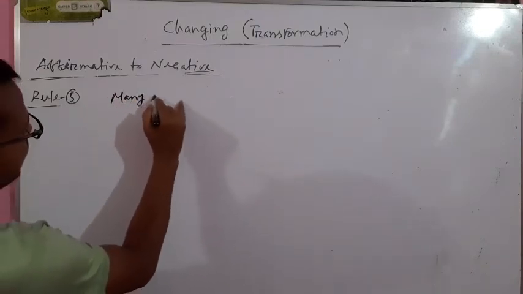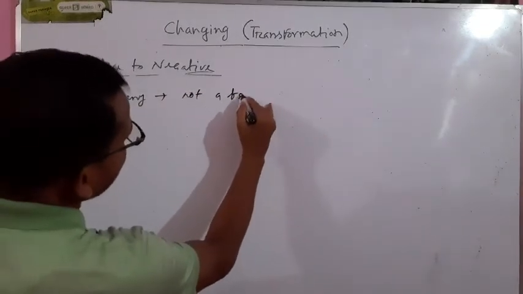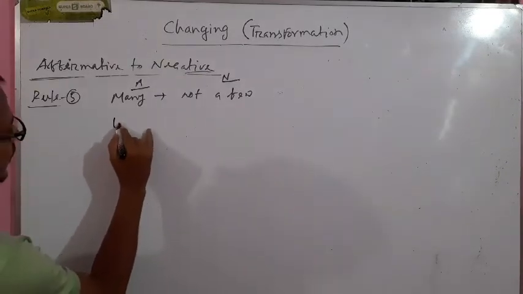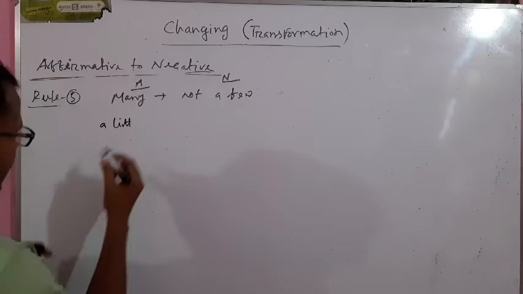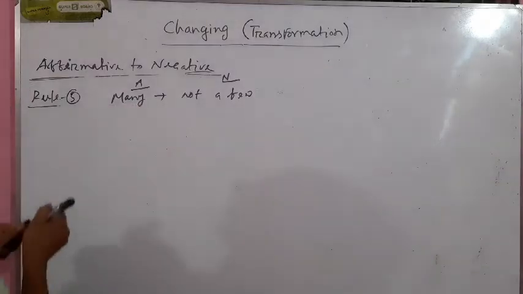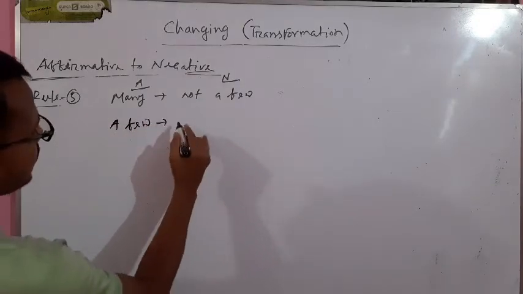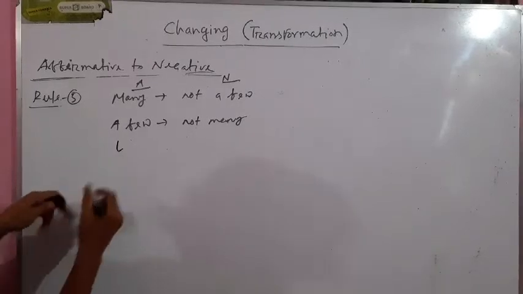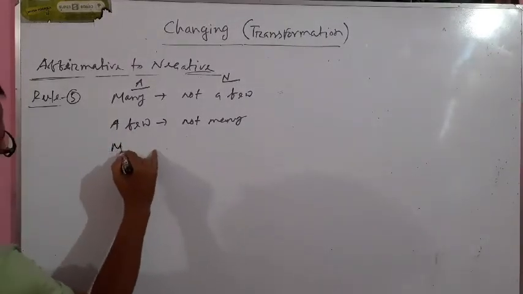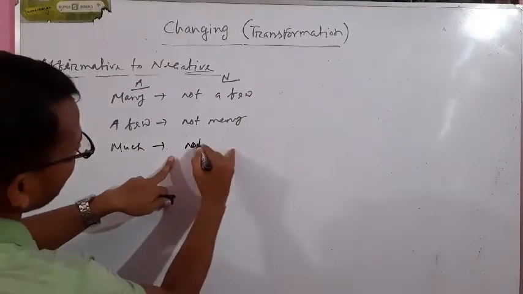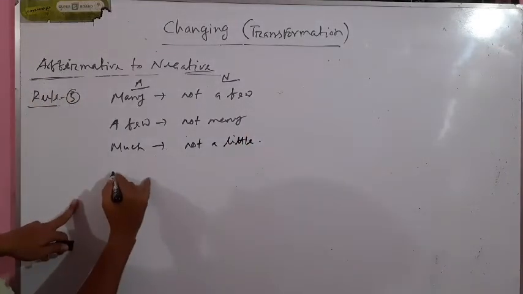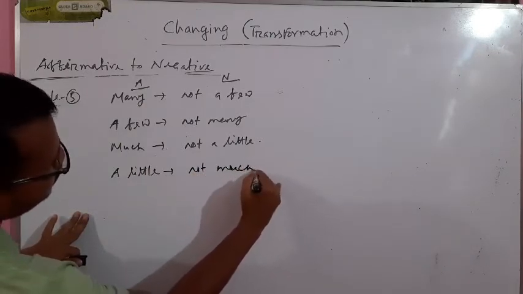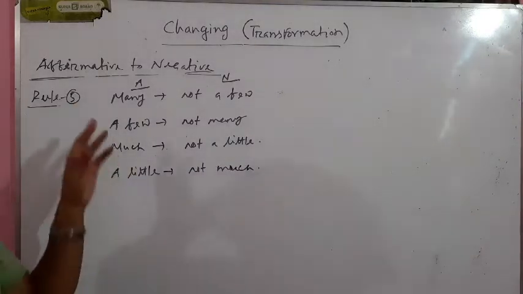Many, not a few. This one is affirmative, this one is negative. Many, instead of many, you have to write not a few. Sorry, many. Now, a few. We will write not many. Little, much. Instead of much, not a little. A little, not much. These are actually the rules. These are actually the negative words.